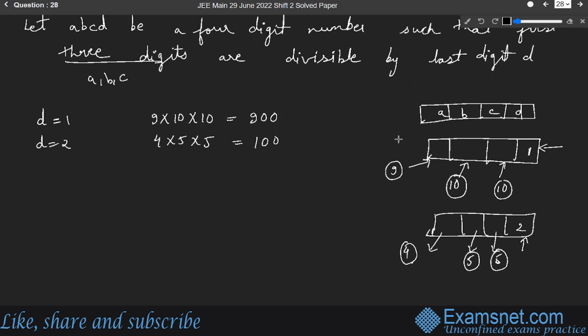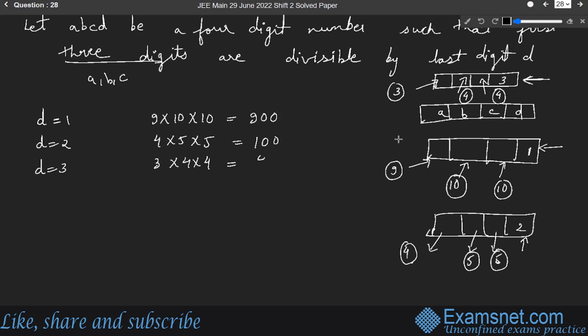Similarly, when D is equal to 3, okay, now imagine D is equal to 3. Then we can choose the numbers from 1 to 10 that are divisible by 3. So for D equal to 3, the numbers will be 3, 6 and 9. Okay, only these 3 numbers are divisible by 3. So there are 3 possible numbers for A. Then for B, there is an extra number which is 0, so there will be 4 possible numbers. For C also, there will be 4 possible numbers. So when D is equal to 3, the total number of such numbers is 3 into 4 into 4, which is equal to 48.